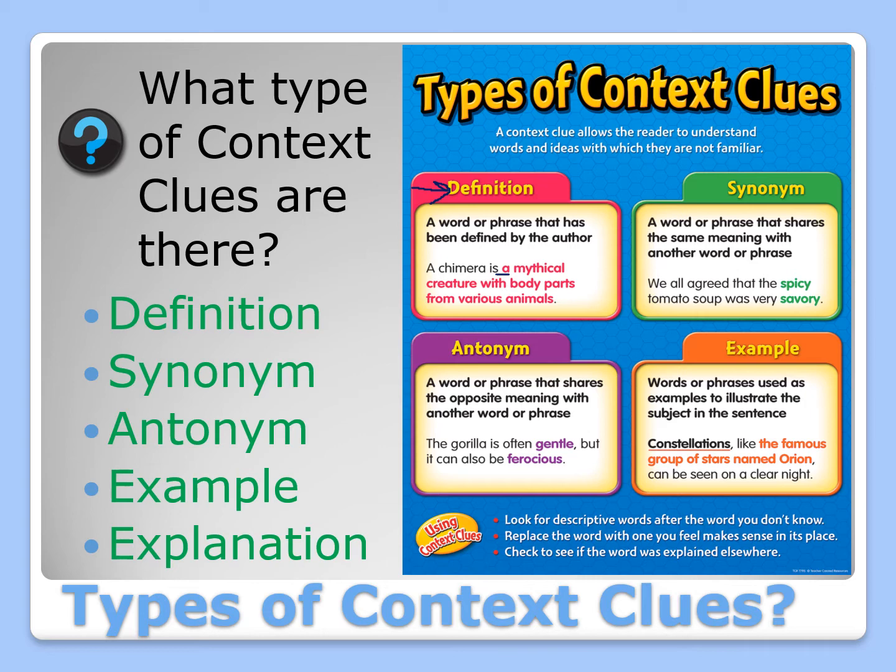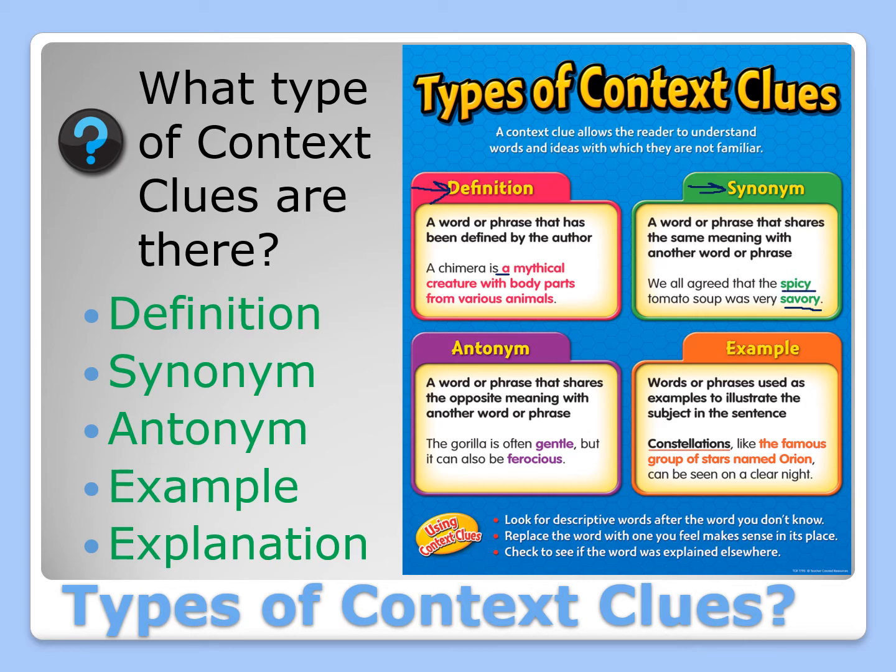All right, let's go and look at a synonym. Okay, so we know a synonym is a word that is similar to another word. Okay, so it's a word or phrase that shares the same meaning with another word. All right, let's look at our example. We all agreed that the spicy tomato soup was very savory. Okay, so what if we didn't know what savory means? Okay, so we all agreed that the spicy tomato soup was very savory.